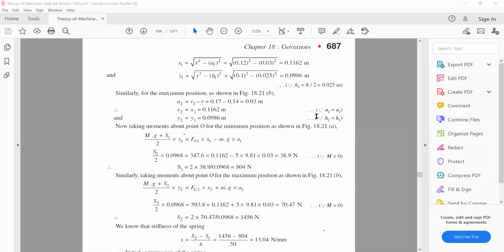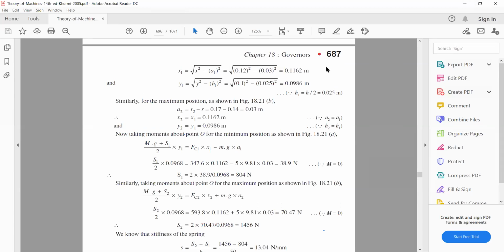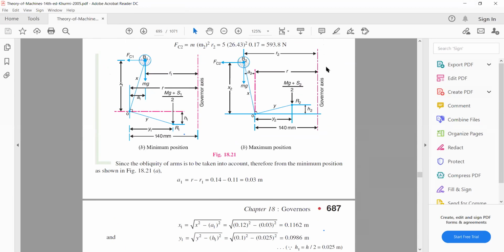For finding the x1 and y1 values, in our minimum position, how do we find the x1 value? We observe the x1 value. When we assume the triangle, this is a triangle. In this triangle, x1, x and a1 are there. It seems to be a right angle triangle. Then we can take the x1 value.